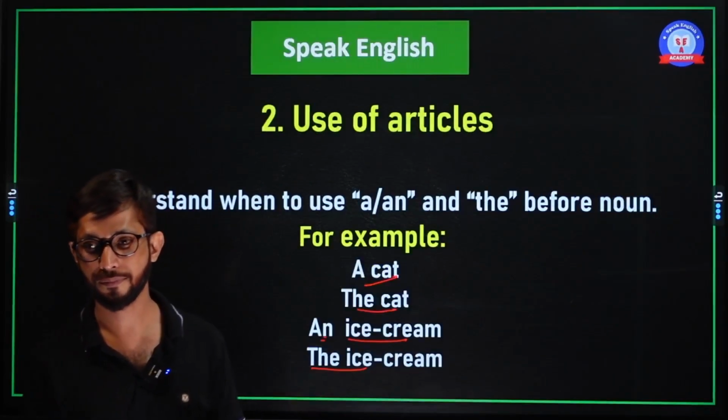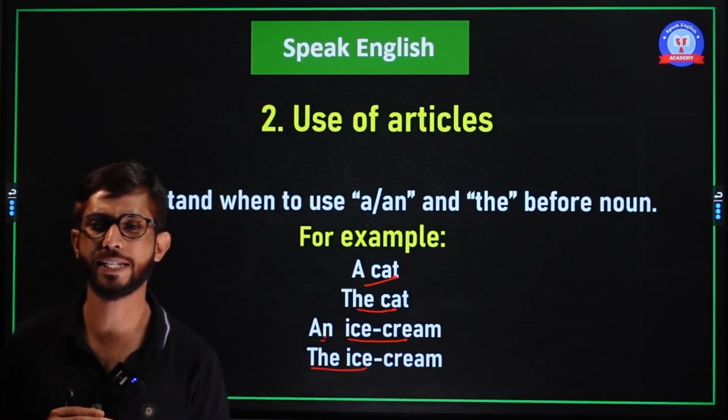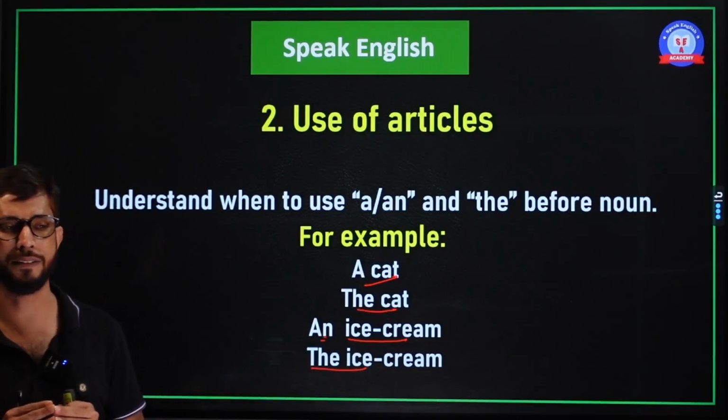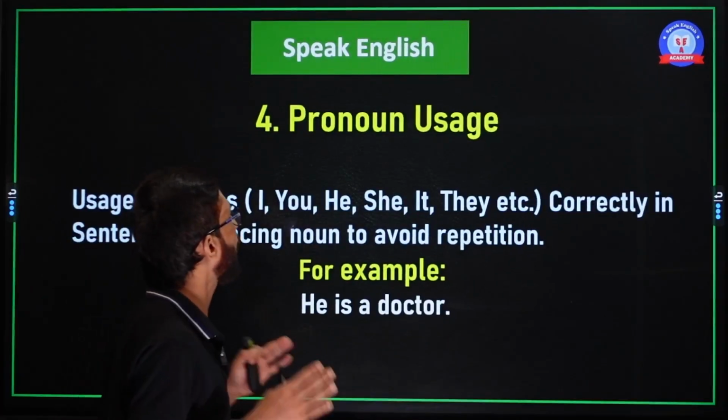Number 4. Use of articles, right? We have to understand when to use an. That is number 2. Number 4, pronoun usage.